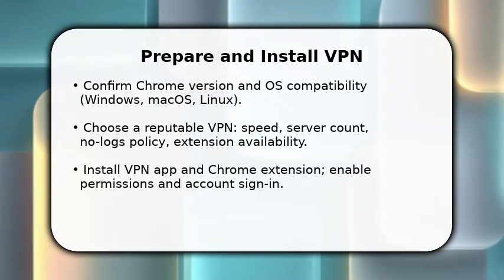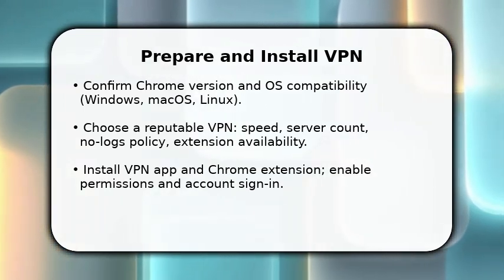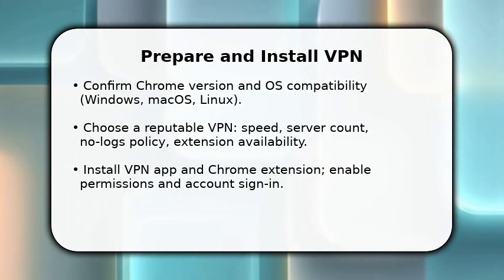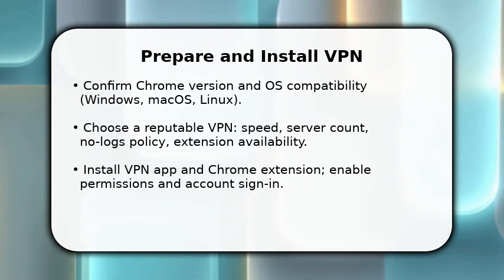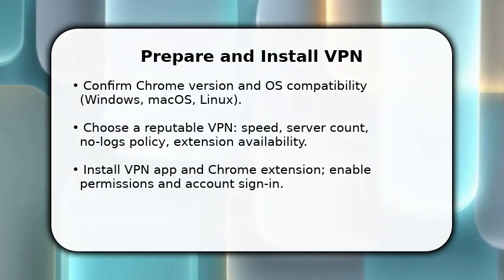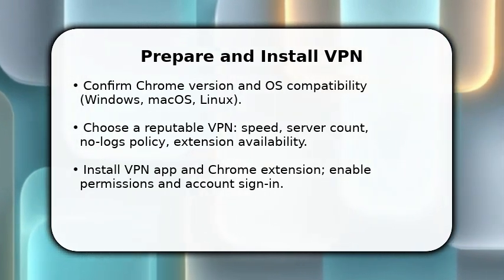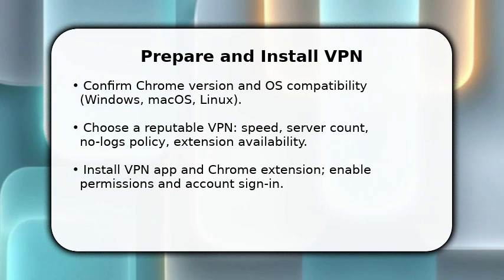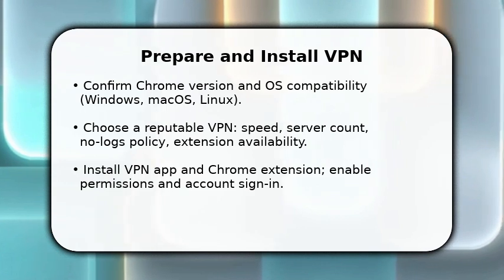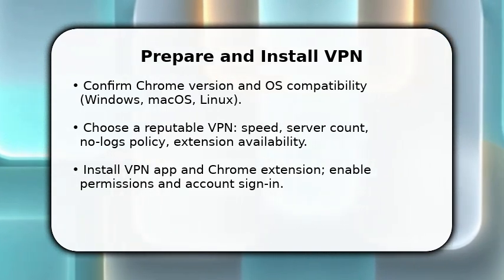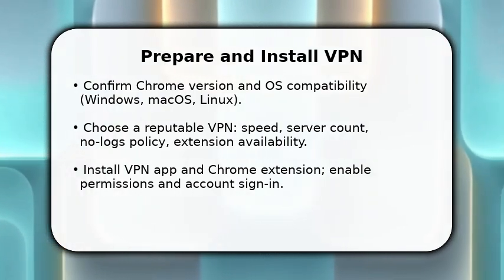You start by preparing your system and getting credentials ready. Install the VPN app on your device first so system routes are available, then add the Chrome extension to integrate with the browser. Sign into the VPN account and grant the extension necessary permissions. Once done, confirm the extension icon appears in Chrome's toolbar and that the VPN app shows a connected or ready state. These early steps ensure Chrome can use the tunnel and avoid conflicts between app and extension.